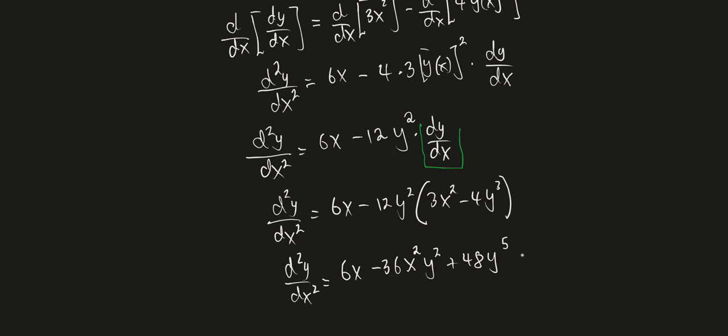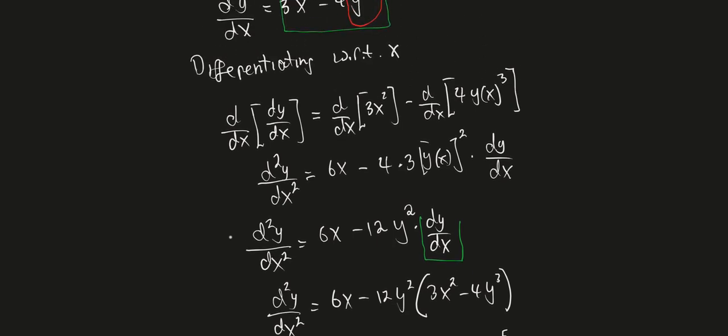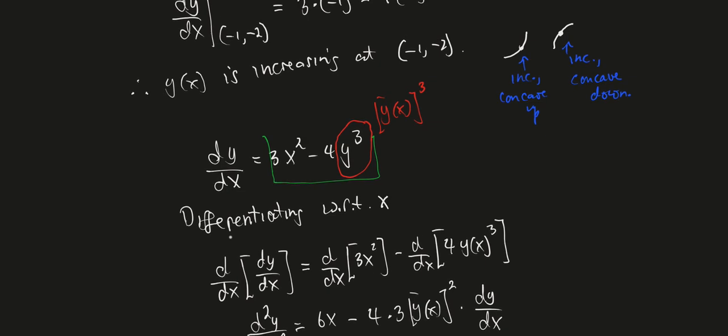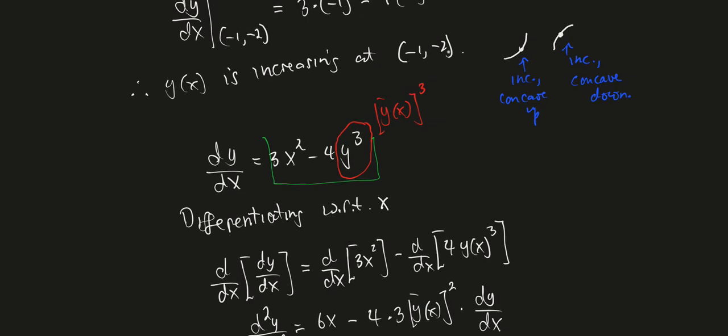So now that I have this, if I then wanted to figure out if my solution is concave up or concave down at that same point, which I believe was (-1, -2), let's go back up here and see what we have. Yeah, so it was (-1, -2). And we've gotten to this point where we've narrowed it down to the fact that it is increasing, but we want to figure out, does it have this kind of shape? Is it concave upward, or is it concave downward?